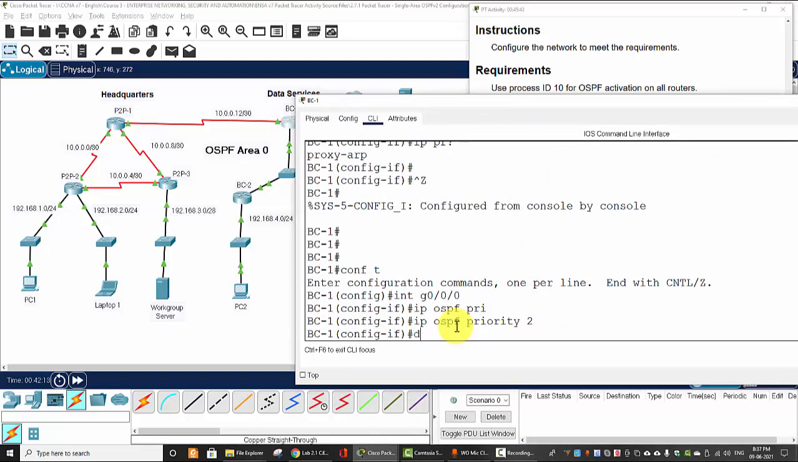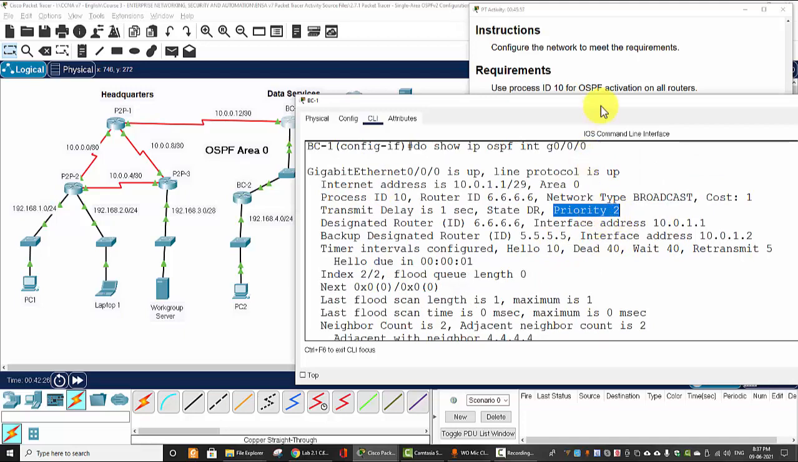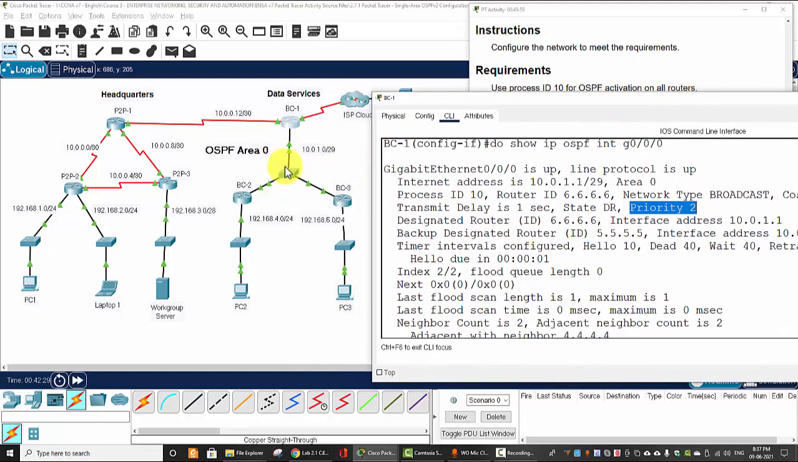Now I show IP OSPF interface gigabit 0/0/0, and now we see the priority on this interface when joining the OSPF process. So it will get a higher value than the interfaces on BC2 and BC3 that are connected to this switch. So BC1 will always be the designated router.